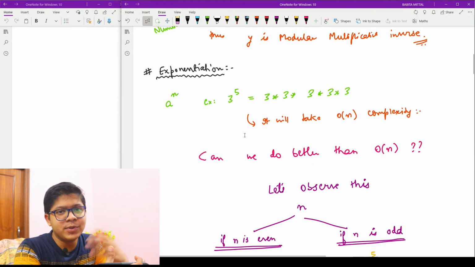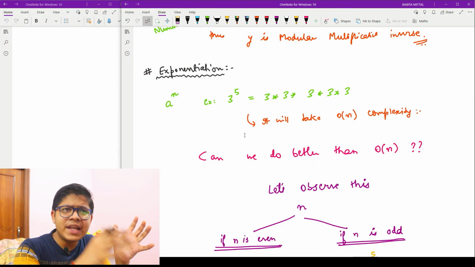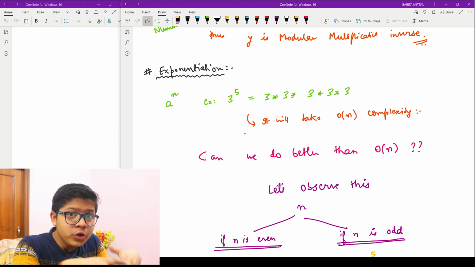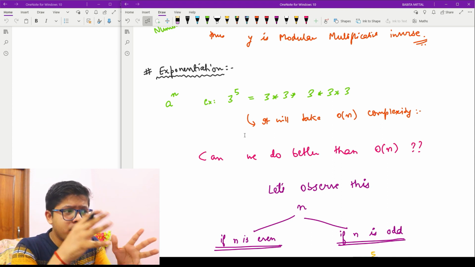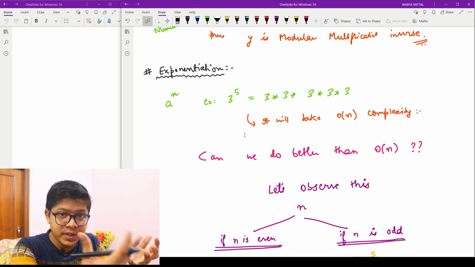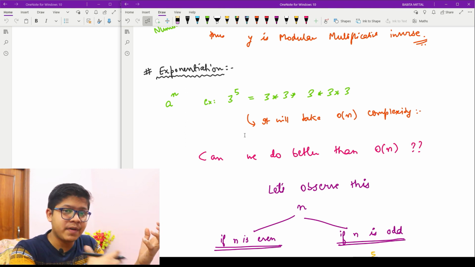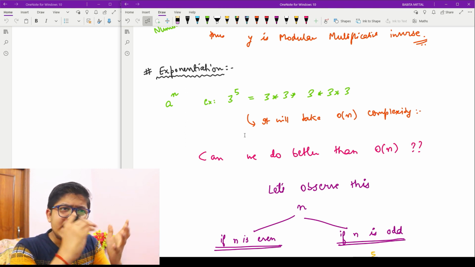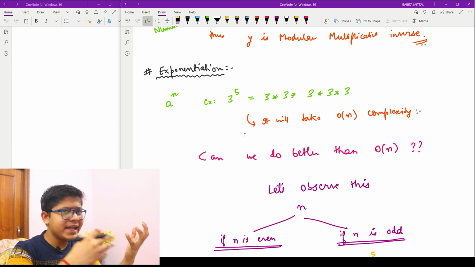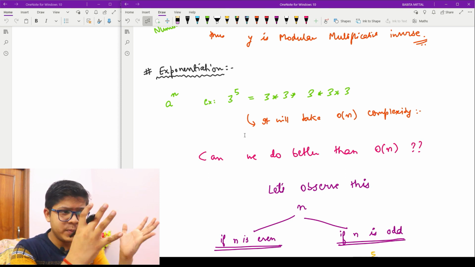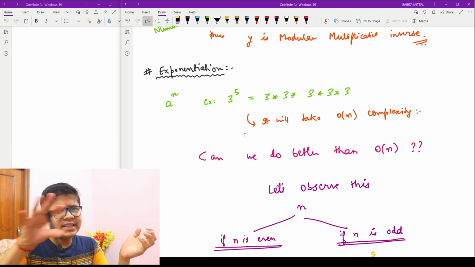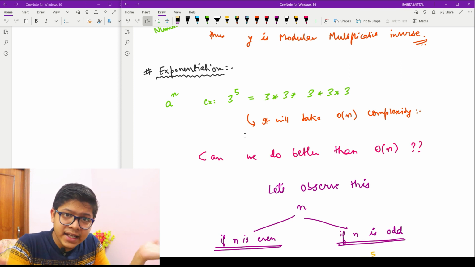Now what is actually exponentiation? If you want to compute x raised to power y, how you compute it and how efficiently you compute it is studied under exponentiation. For example, if you want to compute a raised to power n, which means you want to compute 3 raised to power 5, then naively you will multiply 3 five times. So it will take O(n) time, which means you will multiply 3 * 3 * 3 * 3 * 3 up till n times. So can we do better than n?